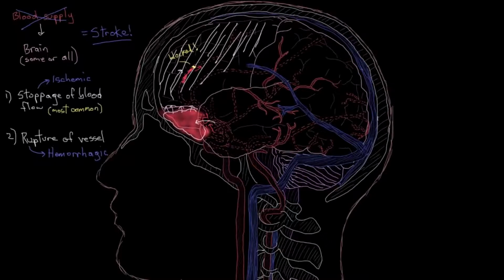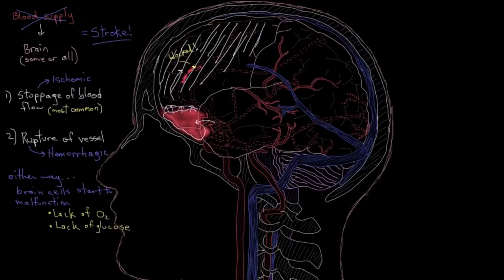But regardless of whether you have an ischemic stroke or a hemorrhagic stroke, either way, your brain cells are going to start to malfunction in about 3 minutes or so. That's because there's a lack of oxygen, because you're not getting a proper blood supply, and they're not getting enough glucose. They need the glucose in the bloodstream to function properly and carry out their complicated functions.